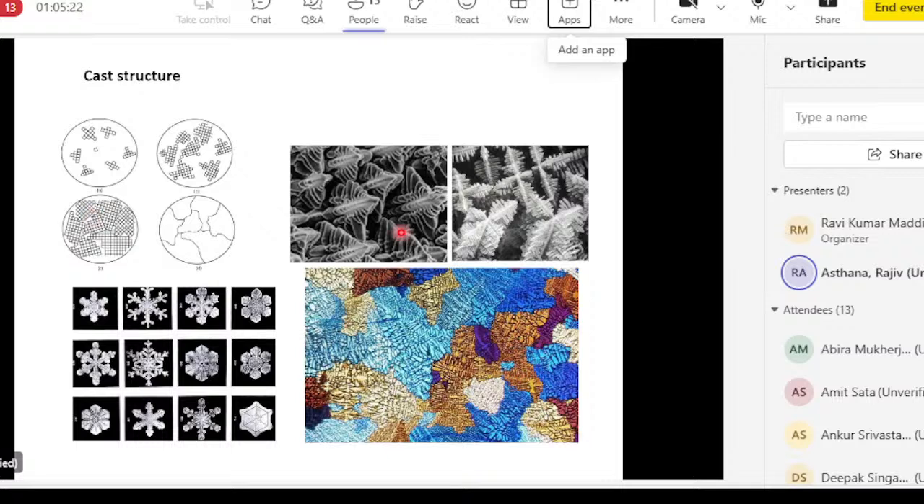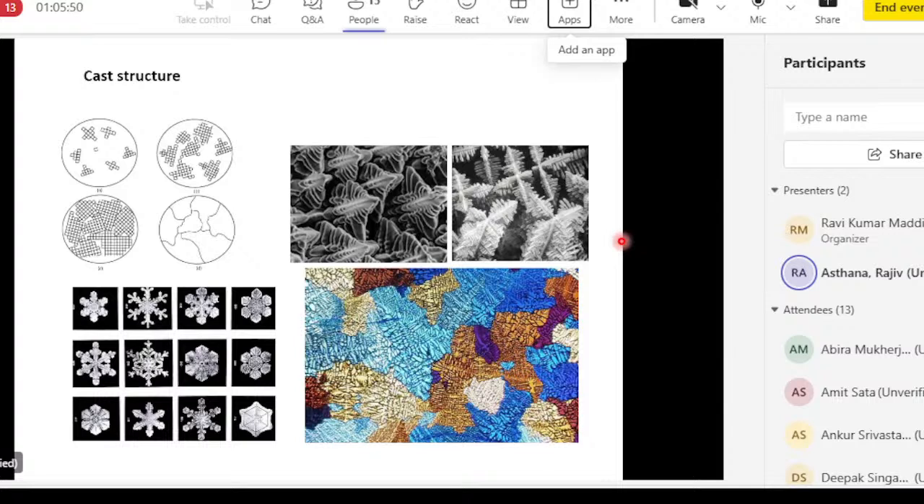On a macroscopic scale, this is what the dendritic structure looks like. And inside the grain, as you can see in this picture here, inside each grain you have dendrites. We also know that this dendritic structure is very similar to ice crystals. When water solidifies to form ice, we have exactly the same kind of crystal patterns forming.